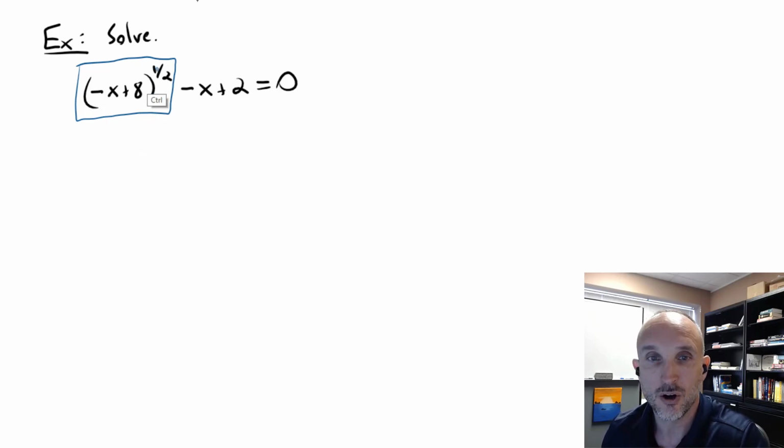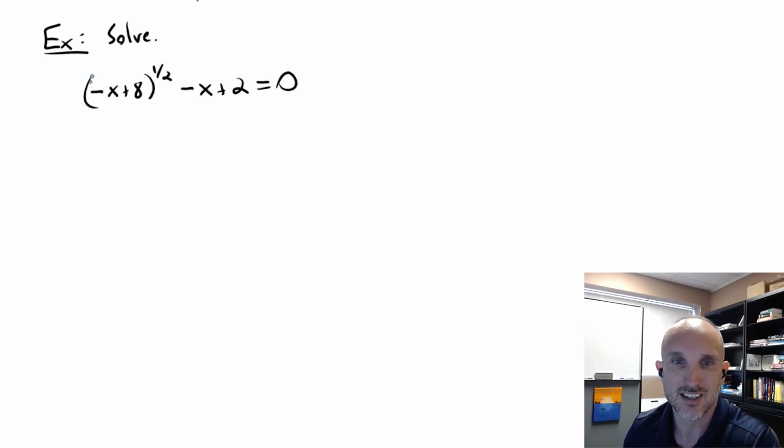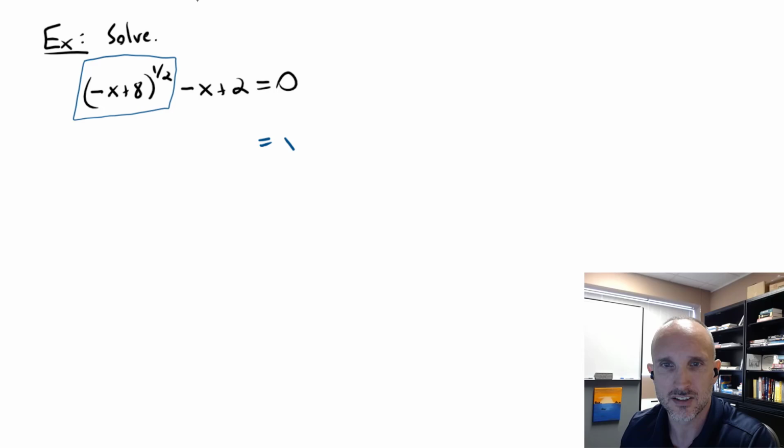You could also say, oh yeah, a 1/2 power is a square root of negative x plus 8. So you could rewrite the whole thing by calling this a square root and then get the square root by itself and undo it. So since we've been working with square roots, I'm not going to do it on this one because I figure you can do that. I'll leave it as is and work on isolating this guy and talk about how to undo it. So to get this guy by himself, I need to add x and subtract 2 over to the right.